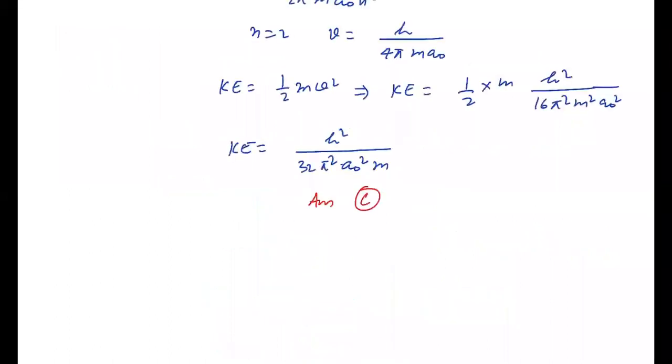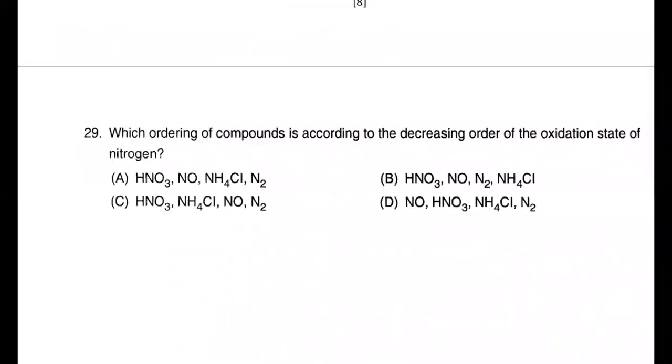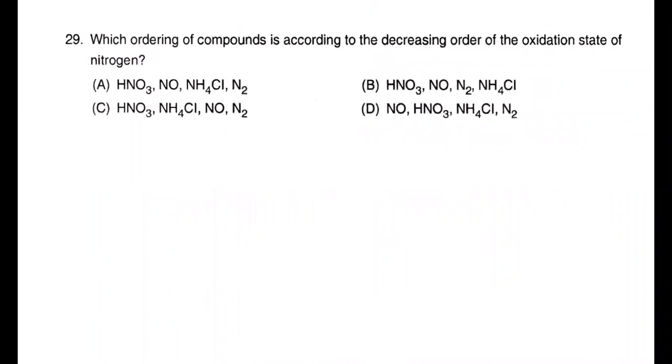Then question number 29 is given. Which of the following compounds is in the decreasing order of the oxidation state of nitrogen? So you should quickly learn the nitrogen oxidation states. I hope you can write all. In the case of HNO3 it is +5. For NO it is +2. For NH4Cl it is -3. And for N2 it is 0. These are the oxidation states.